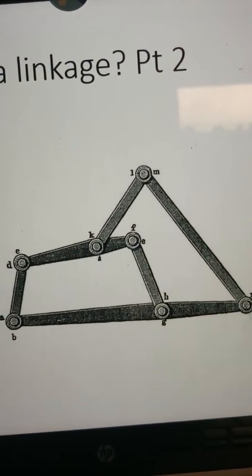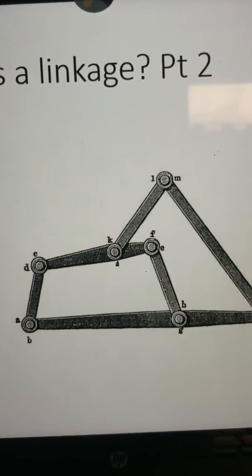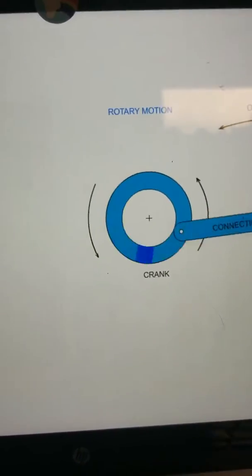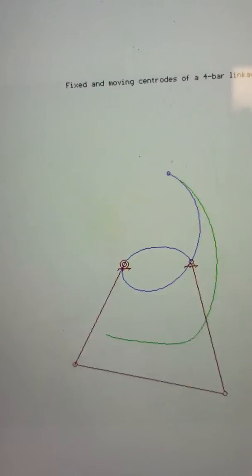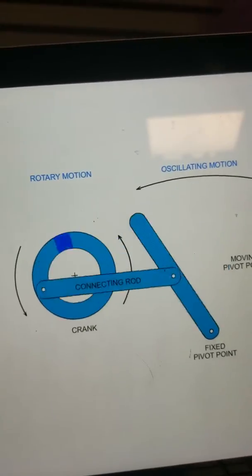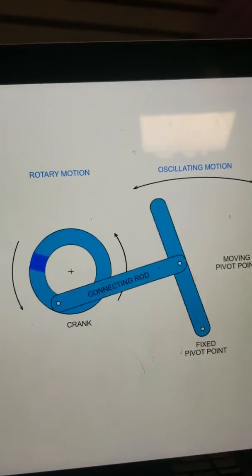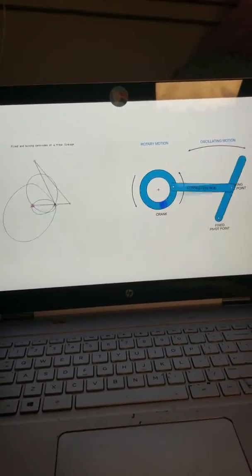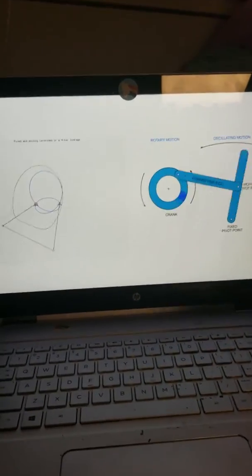With a constant or variable velocity ratio, linkages can be used to convert these 3 things: continuous rotation into continuous rotation, into oscillation or reciprocation, or oscillation into oscillation or reciprocation into reciprocation. Now we're going to talk about the types of linkages.